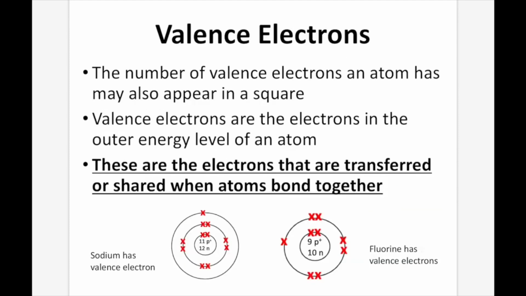Valence electrons. The number of valence electrons an atom has may appear in the square as well. Valence electrons are the electrons in the outer energy level of an atom. These are the electrons that are transferred or shared when atoms bond together. Sodium, for example, has 1 valence electron. Fluorine has 1, 2, 3, 4, 5, 6, 7 valence electrons.